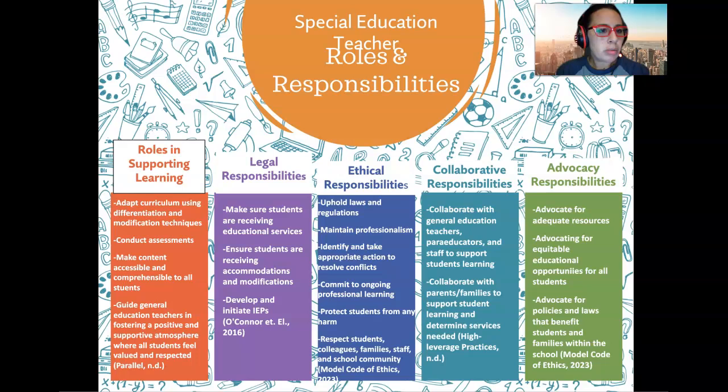So the first roles in supporting learning: adapt curriculum using differentiation and modification techniques, conduct assessments, make content accessible and comprehensible to all students. Excuse my typo. And then guide general education teachers in fostering a positive and supportive atmosphere where all students feel valued. So when we guide general education teachers, we're also teaching them how to adapt curriculum by using differentiation and modification techniques.